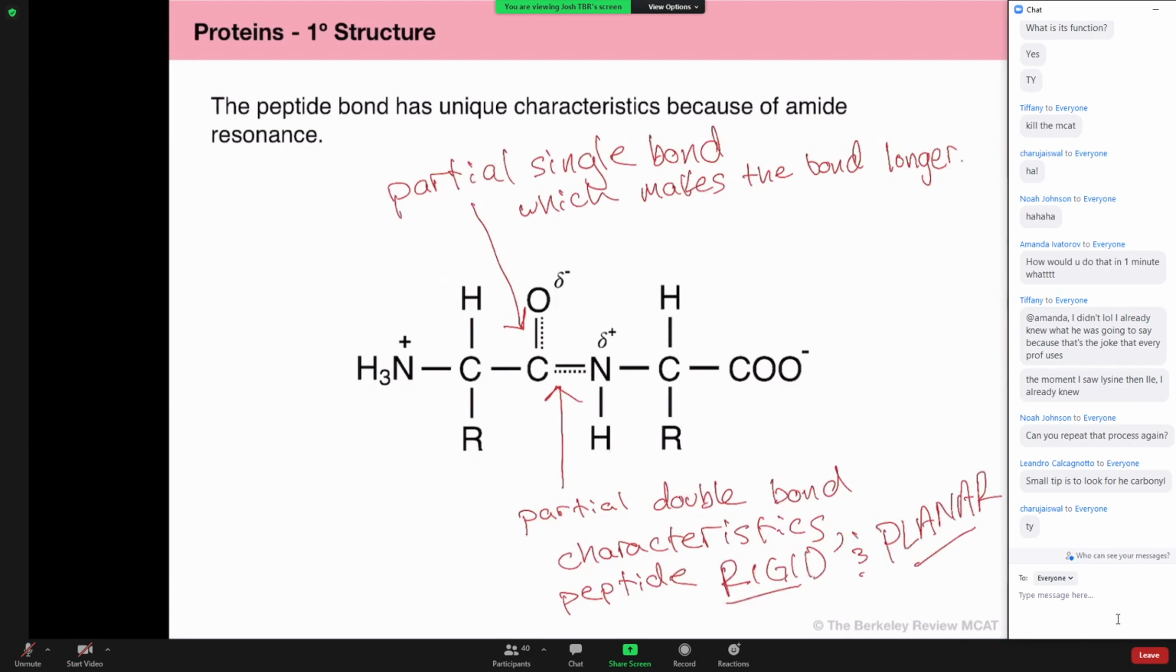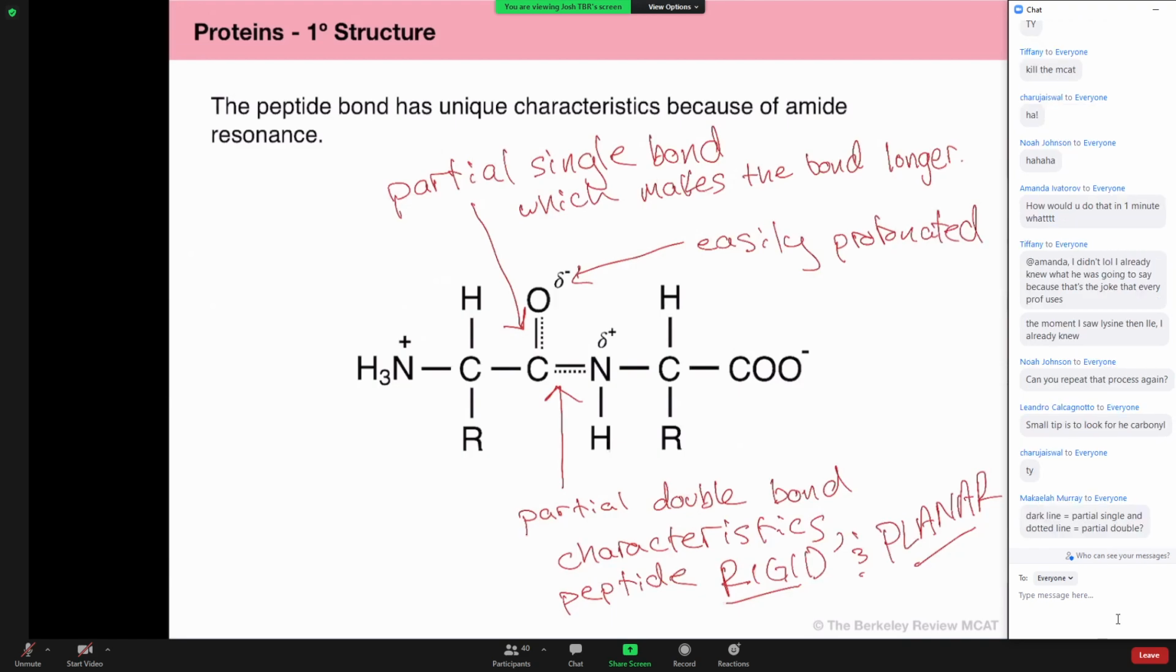And then up here, right, you have this partial negative charge, which makes this oxygen easily protonated. Okay, so these are all peptide bond characteristics that I would be comfortable with.